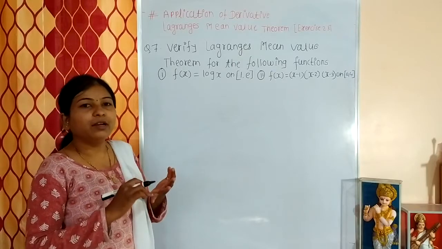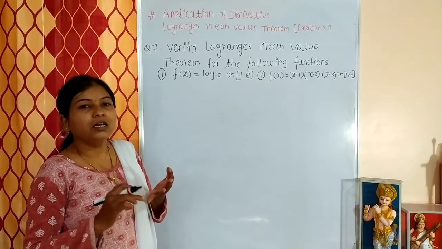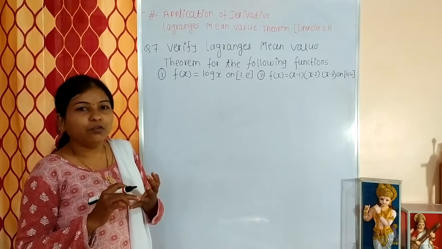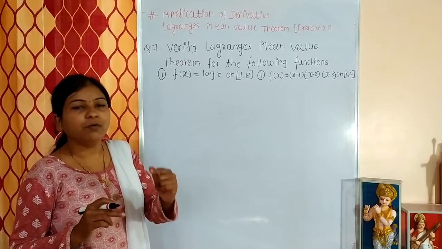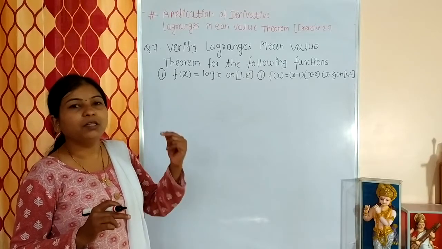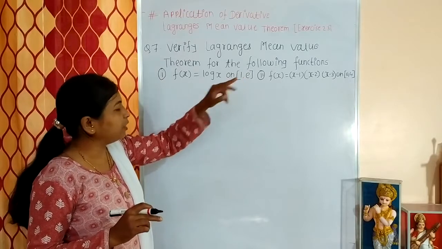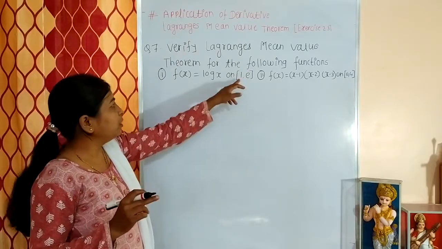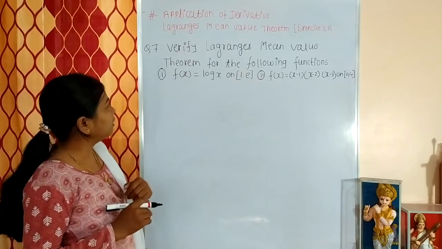To verify, what do we have to show? First, the function is continuous on the closed interval and differentiable on the open interval. Then we have to find the point c such that f dash of c is equal to f of b minus f of a divided by b minus a, and this point c belongs to the open interval, which here is 1, e. So c should lie between 1 and e. Let us solve this one example.